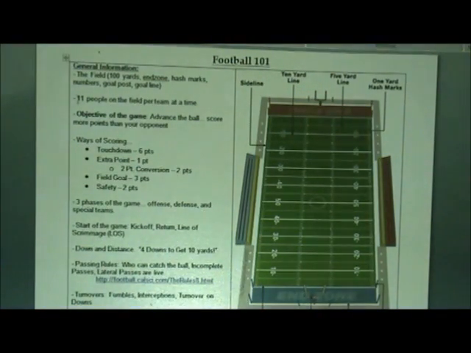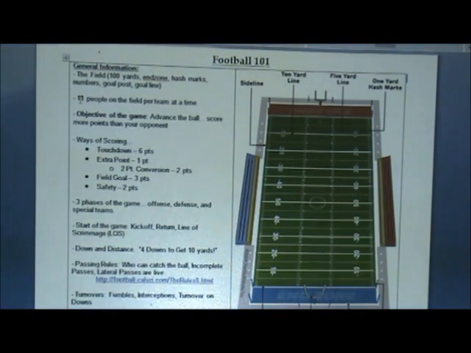Next thing, there are 11 people on the field per team at a time. Basketball is 5 on 5. In football, it's 11 on 11. So at any given time, whether we're on offense or defense or special teams, there should be 11 people on our team, no more, no less.